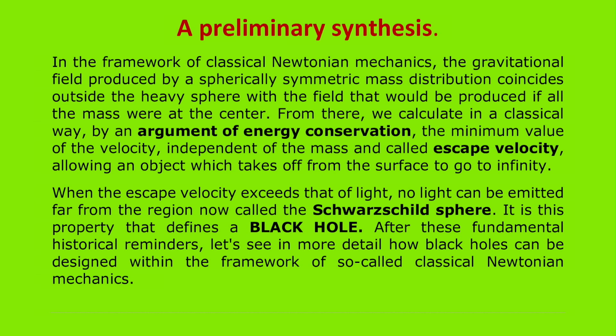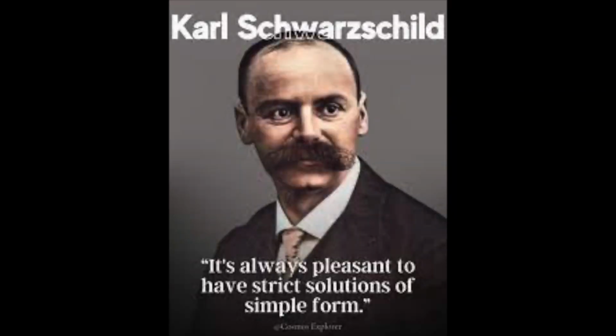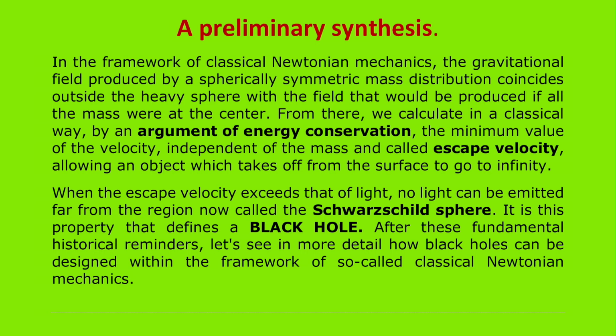From there, we calculate in a classical way, by an argument of energy conservation, the minimum value of the velocity, independent of the mass, called escape velocity, allowing an object which takes off from the surface to go to infinity. Where the escape velocity exceeds that of light, no light can be emitted far from the region now called the Schwarzschild sphere. It is this property that defines a black hole. After these fundamental historical reminders, let's see in more detail how black holes can be conceived within the framework of the so-called classical Newtonian mechanics.